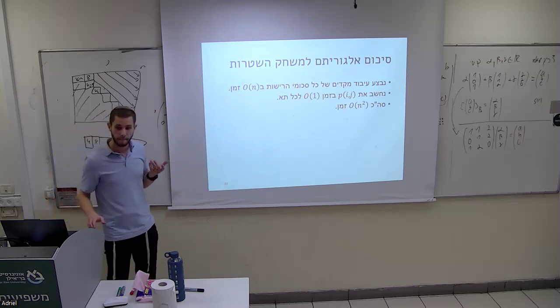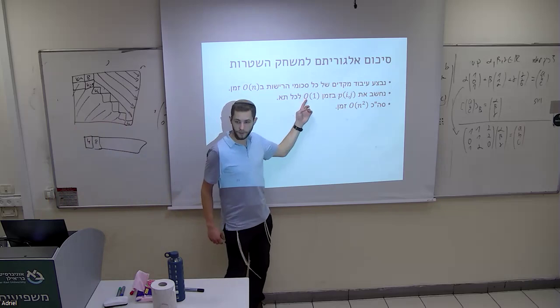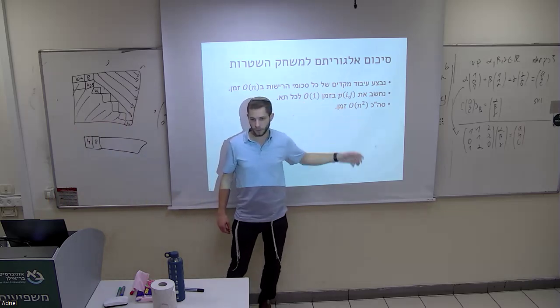So instead of doing n times n squared, now it's O of 1 for every cell. There are n squared cells, so it would be O of n squared.